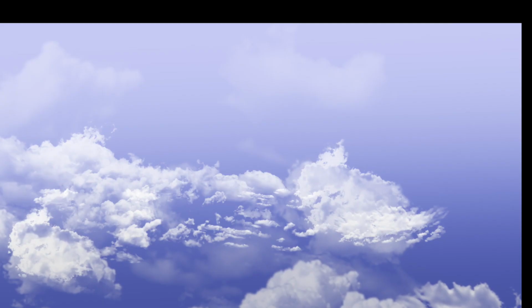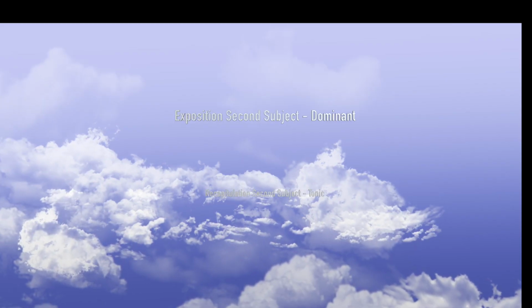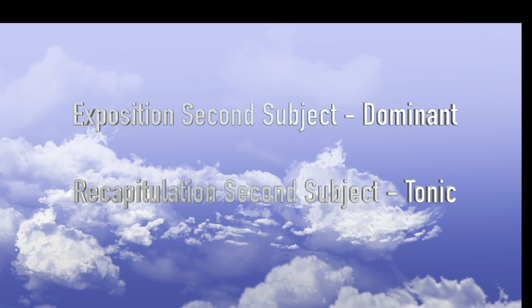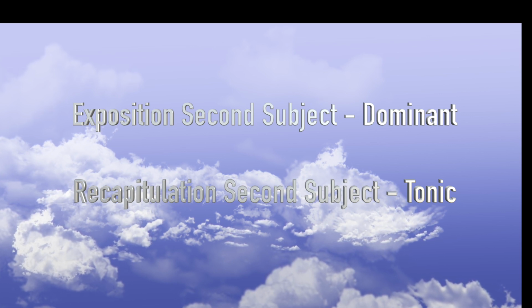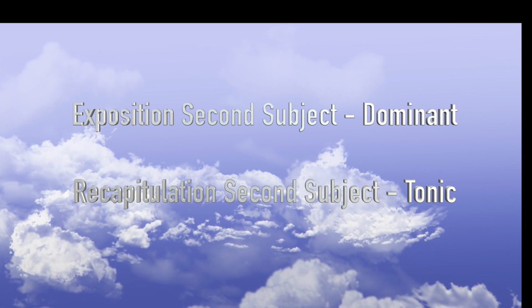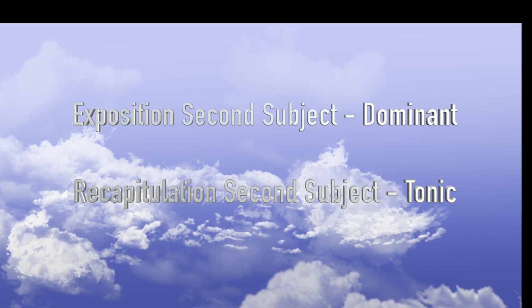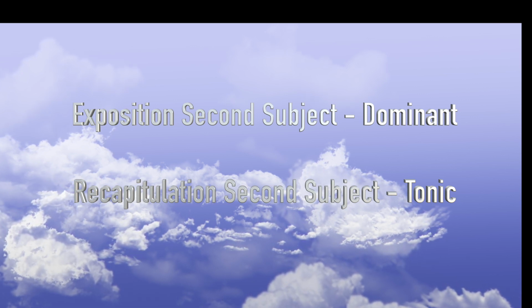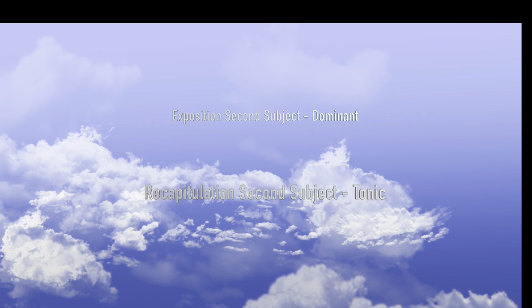They are, of course, in two different keys. The exposition second subject is in the dominant key, and the recapitulation second subject is in the tonic key. Of course, you already know what those two keys are in this piece, as well as you know the alphabet, so tell me next time we meet.